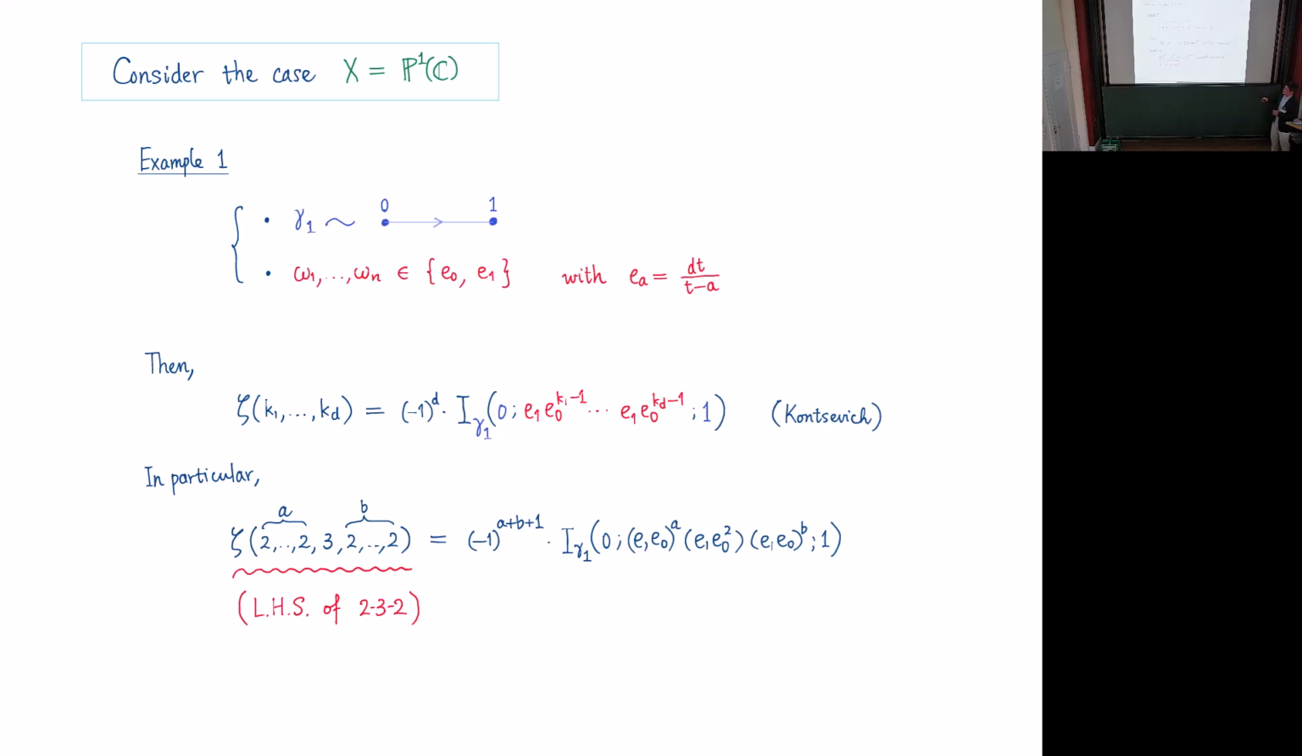Suppose omega_1 up to omega_n is either dt/t or dt/(t-1). In this case, the integral, in the convergent case, coincides with multiple zeta values up to sign, which was discovered by Goncharov. Particularly if you plug in 2, 2, 2, 3, 2, 2, 2, the one that appears in the left-hand side of the 2-3-2 formula, you get something like this. It's (-1)^(a+b+1), the number of entries here, times the iterated integral from 0 to 1 along the straight line path of e_1, e_0, repeated a times, e_1, e_0 squared, e_1, e_0, e_1, e_0 again, repeated b times.